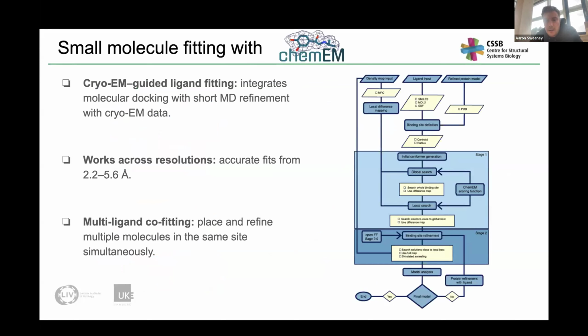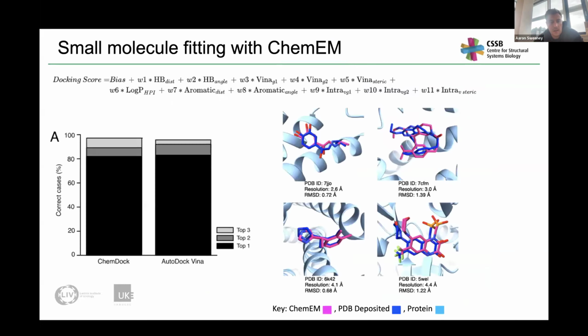Hey guys, I'm Aaron, a postdoc from Maya Topf's lab. And I'm going to tell you about the software we built for fitting small molecules into cryo-EM maps called ChemEM. ChemEM works by using molecular docking and molecular dynamics refinement whilst being aware of the cryo-EM data. When we tested it, it was accurate across a range of resolutions from 2.2 to 5.6 angstroms. Also, it allows you to do multi-ligand fitting if you have more than one ligand in a binding site. You can fit them both in simultaneously, which was nice.